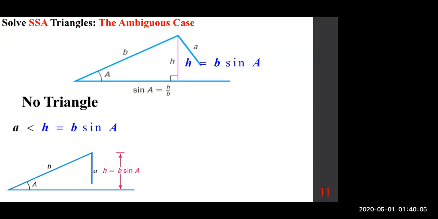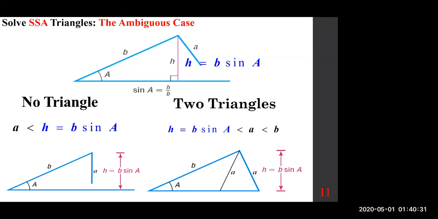If it's equal to that, it gives you a unique solution. If H is equal to B sine A, if A is equal to B sine A, equal to H, that's a unique solution. And we may have two solutions. So there are different cases. We have no solutions, we have one solution, we have two solutions. So let's see what's going on.